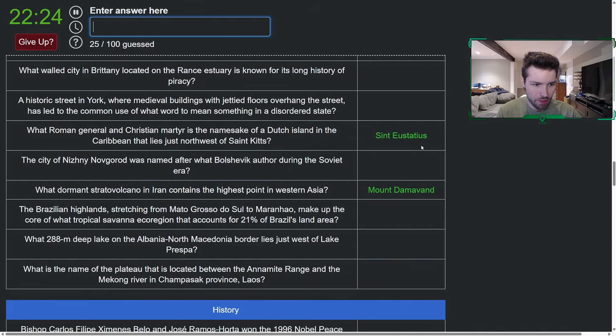What 288-meter deep lake on the Albania-North Macedonia border lies just west of Lake Prespa? That's Lake Ohrid. And what is the name of the plateau that is located between the Annamite Range and the Mekong River in Champasak Province, Laos? That is really, really hard. It's not Korat, right? That's in Thailand. What the heck is this? I mean, Pakse is the city that's there, but the plateau is called... Wow. No, that's just hard.